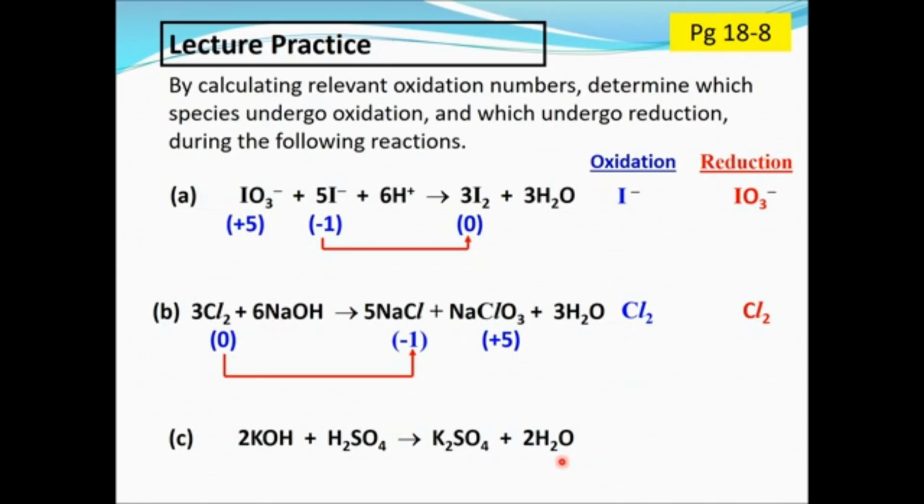Now, part C, in this case, there's actually no change in oxidation number. They are in your usual oxidation numbers. There's no special case of hydrogen becoming hydrogen gas or hydrides, oxygen becoming peroxides or oxygen gas. The metal also remains as itself, sulfate remains as 2-. So this is actually a neutralization and there's no oxidation involved.